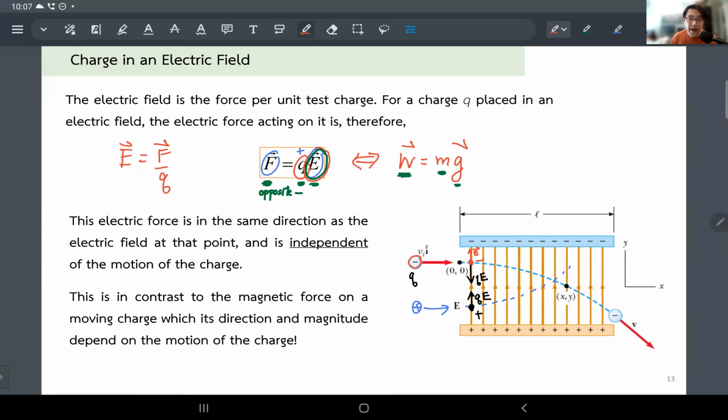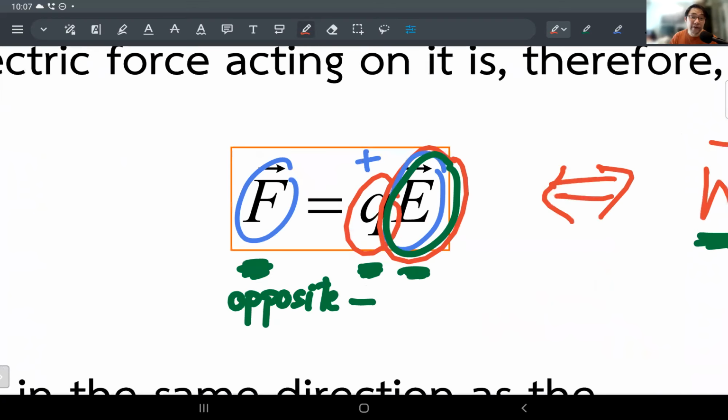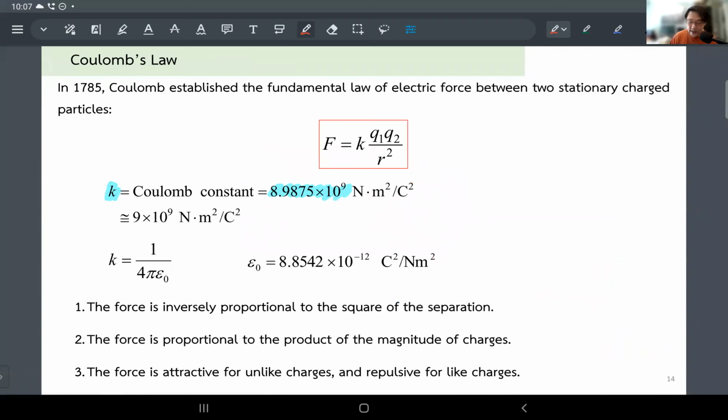Okay. And you don't have to worry about whatever charge is moving or not in whatever direction. The only relationship that the force and the field has is just that. It's either the same direction as the field or opposite to the field. That's it. Okay. All right. So with that in mind, then we can now arrive at our finally Coulomb's law.